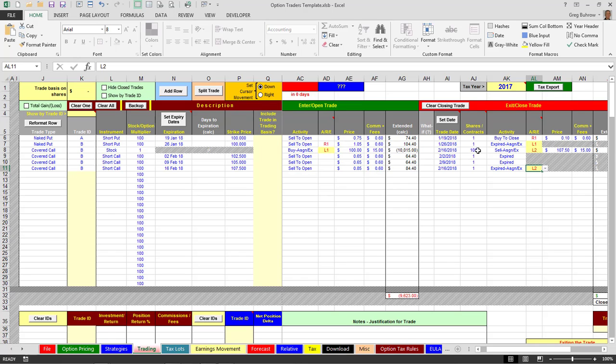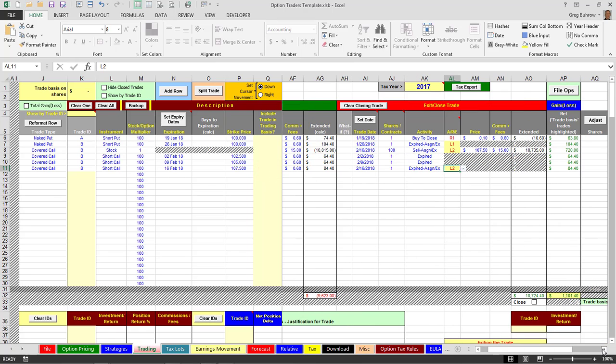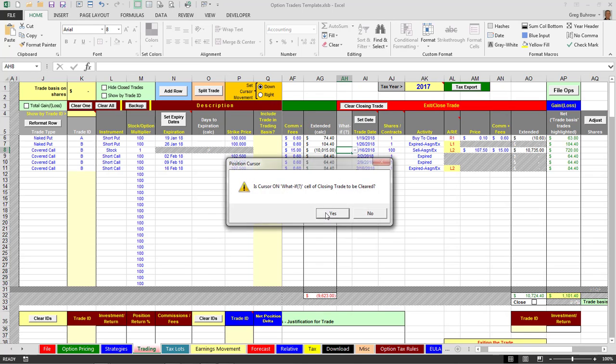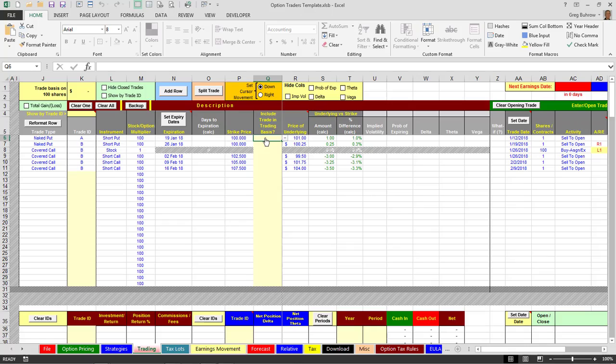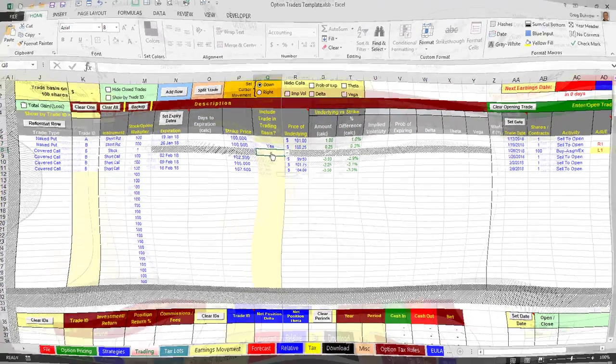On 2/16 I sold 100 shares. It was exercised for 107.50, my strike over here, and now I'm out of the trade. I made a total of $1,101, so I wished every trade was like that. But along the way, for instance, let's delete this closing trade here. Yes. What I want to do, I'm not going to include this in my basis, but I'm going to include that one and that one.